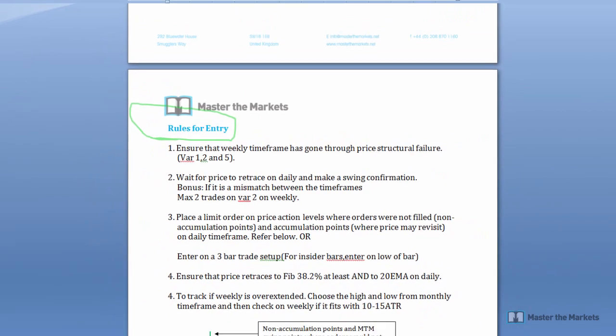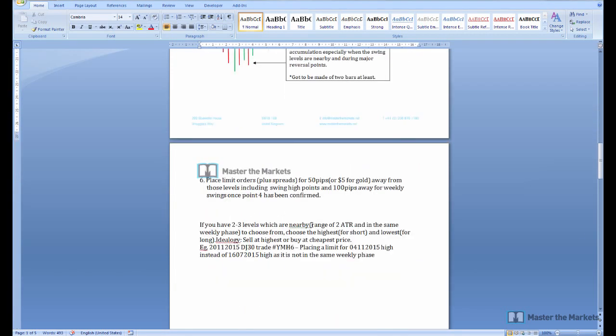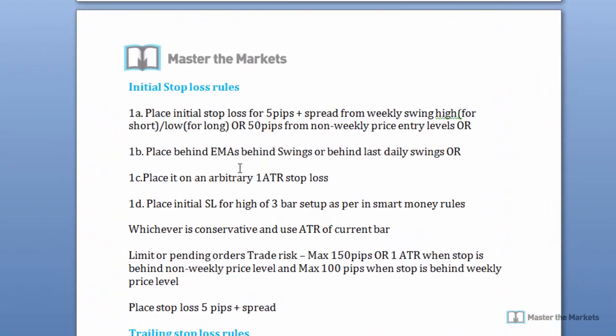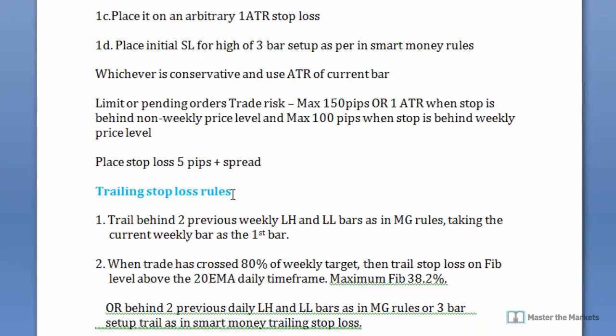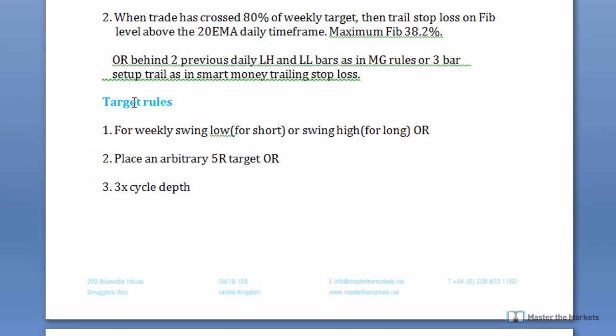Then the next thing you need to look at is your rules for stop loss, which are all over here: initial stop loss and then trailing stop loss. Segregate them. And then finally, your target rules. You can further subcategorize target rules into pre-target rules and intra-target rules. What do I mean by that?